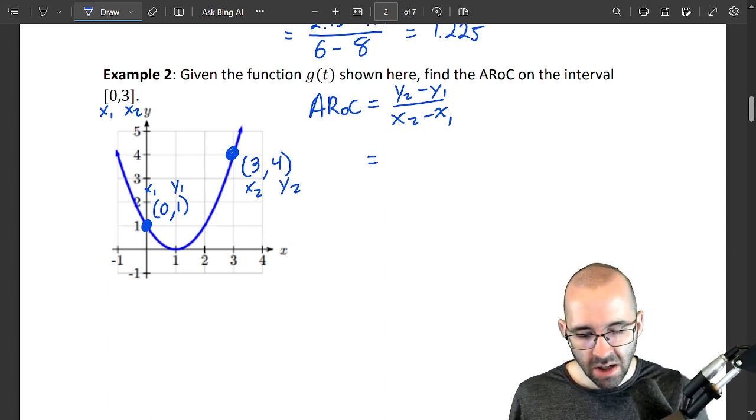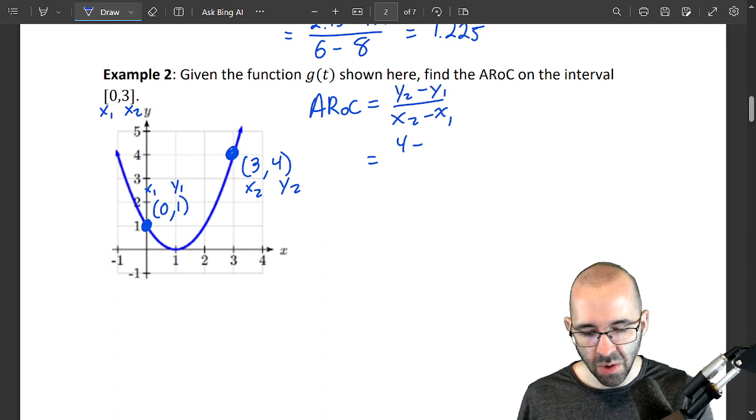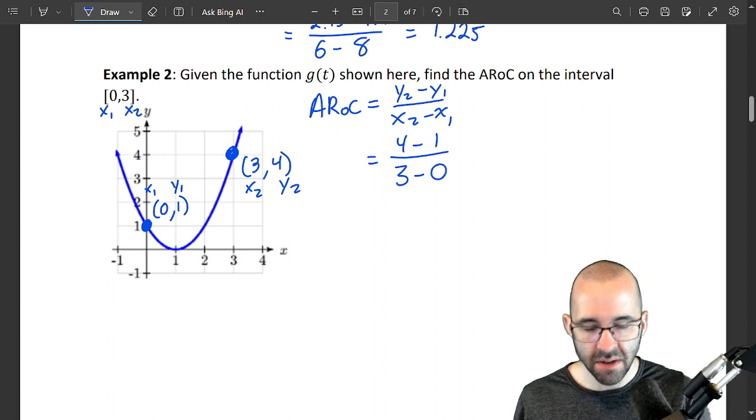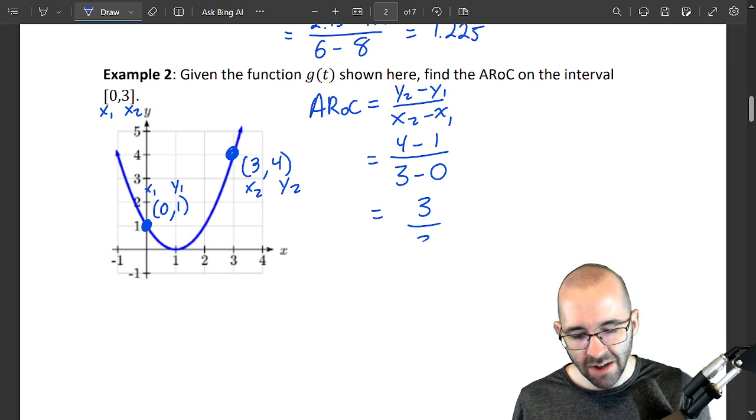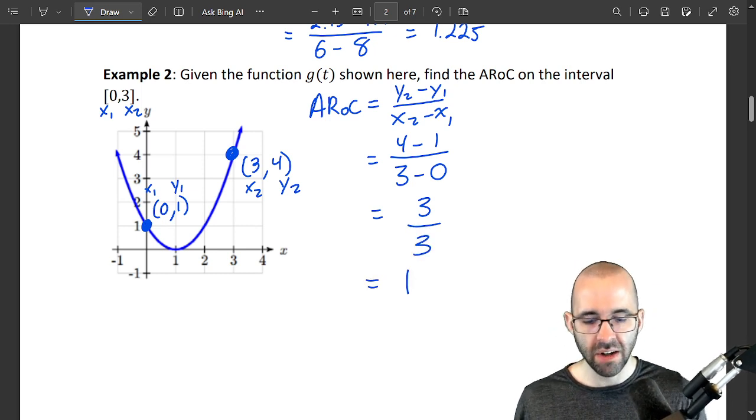When we do that, the second y coordinate's 4, the first y coordinate's 1, second x coordinate's 3, and the first x coordinate is 0. The top, I don't need a calculator for this one. 4 minus 1 is 3. The bottom is 3. The average rate of change is 1.